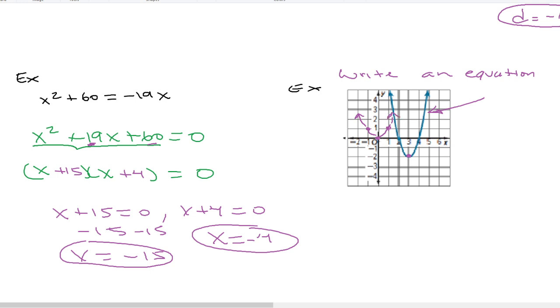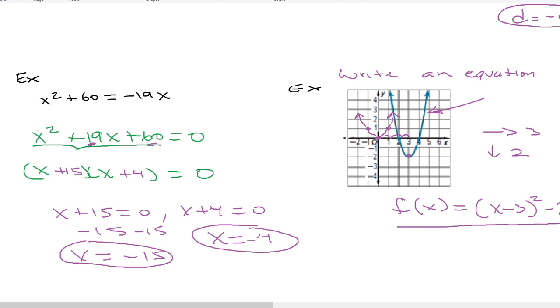So consider the vertex. It's moved to the right 1, 2, 3. So it moves to the right 3 units, and then it's moved down 2 units. So here we go. We have, let's call this y, or we can call it f of x. f of x equals, in parentheses, x minus 3, squared, minus 2. It's moving to the right and down 2 units. So this is the function that represents this graph.